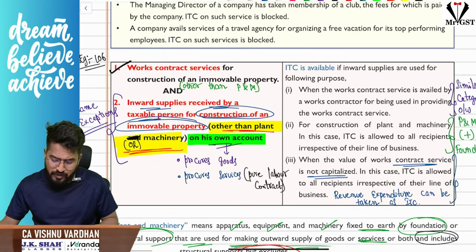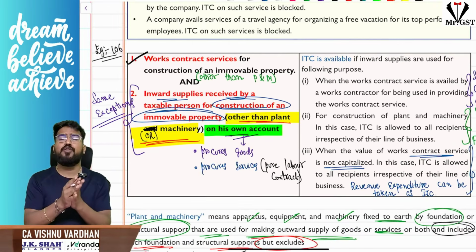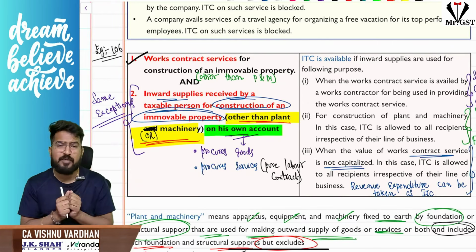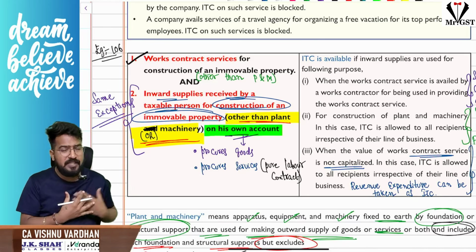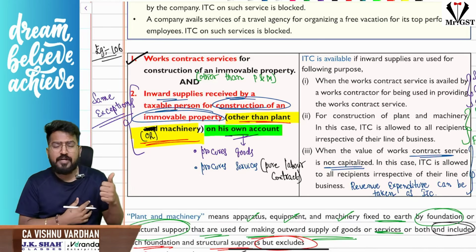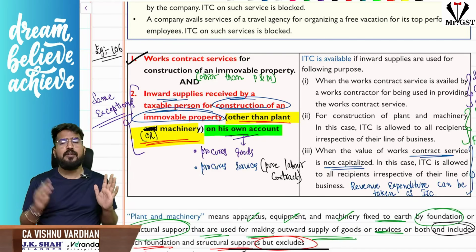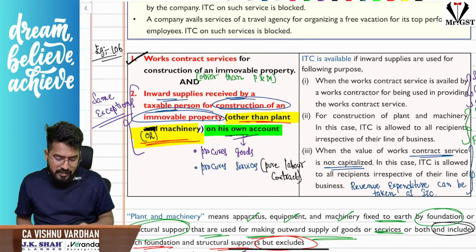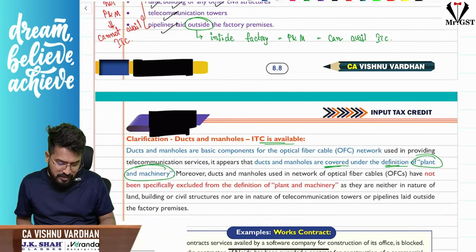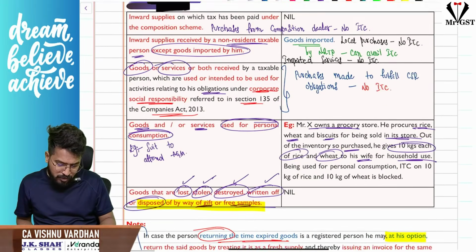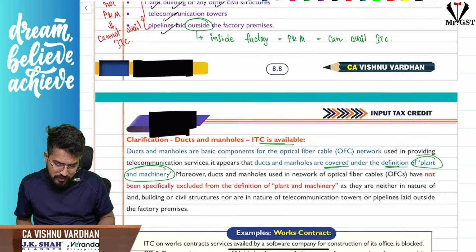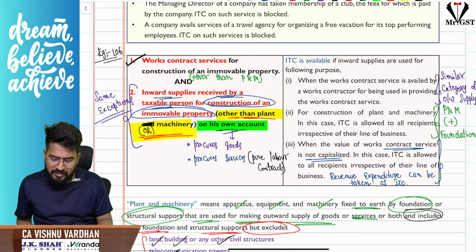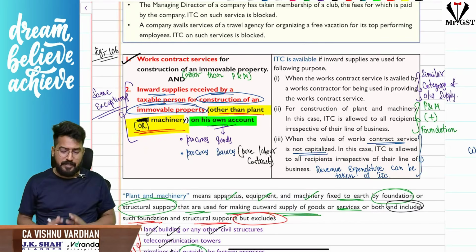So going with the next one, works contract services. Works contract is nothing but both material and labor. So there are two things, works contract services and pure labor contract services. In works contract services, we get from the contractor both material as well as labor, and in pure labor contract you get only labor services. So please understand this works contract services and the next one, construction on own account. I'm just covering both the points here.